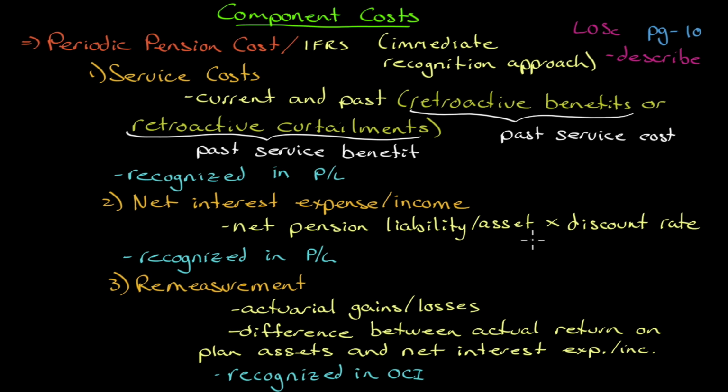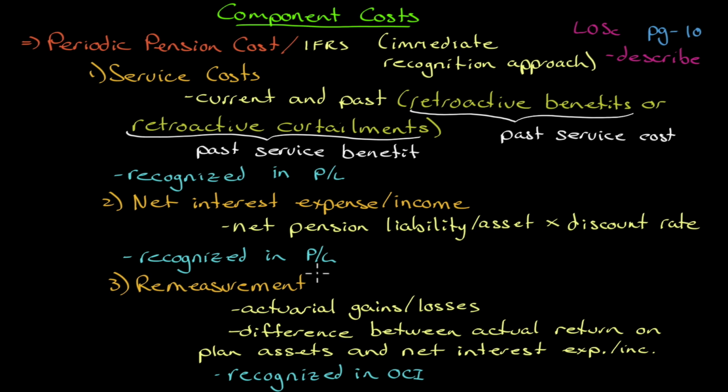GAAP can use two different numbers. IFRS says, hey, whatever your interest expense is on your pension obligation must be the same expected return on your plan assets. And whatever this comes to, recognized in P&L. So far, so good. Nice and clean. All the expenses are recognized in P&L.